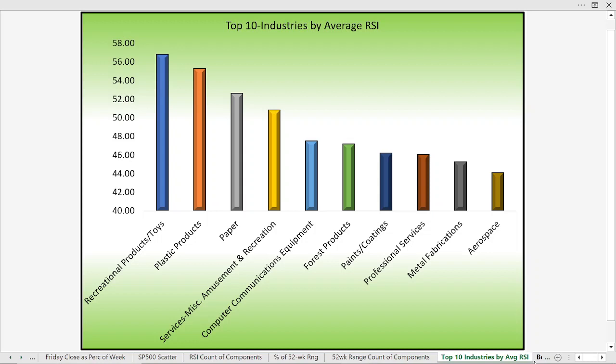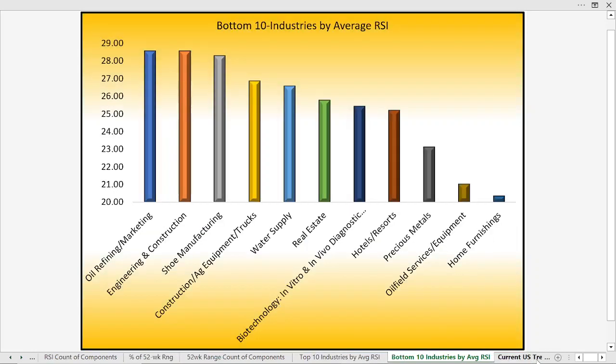Now, top 10 industries by RSI, by relative strength. These are the industries represented in the S&P 500. It's a very mixed bag over here. No clear trend. Recreational products, plastic products, paper, computer communication equipment, forest products. There's no clear trend. However, we take a look at the bottom 10 industries in the S&P 500.